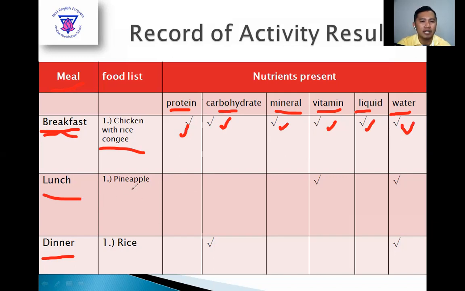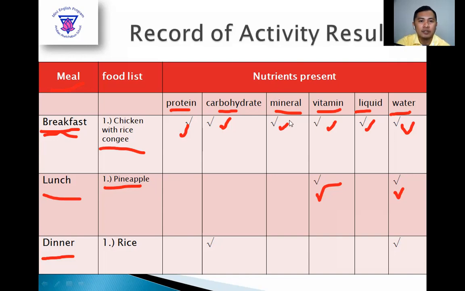How about lunch? Okay, we have fruit. In a fruit, we can get vitamin, yes, vitamin from pineapple, and water. And of course, rice. We can get carbohydrate and water. Okay, that's it, guys. So in your workbook, you can answer the rest. Find out what nutrients are present in that certain food, like meat, fruits, or the other groups that we just discussed.